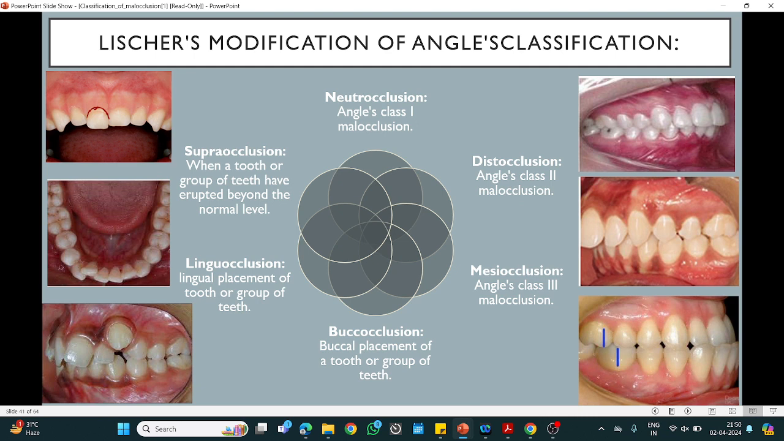Lister's modification is the same as what we have discussed earlier. That is, it can be either neutro-occlusion, which is seen in case of class 1 malocclusion, distal occlusion, which we can see in Angle's class 2 malocclusion, or mesio-occlusion, which is Angle's class 3 malocclusion. Bucco-occlusion is buccal displacement of the tooth. Linguo-occlusion is lingual placement of the tooth, as we know. And supra- and infra-occlusion are where there is supra-eruption and infra-eruption of the teeth.